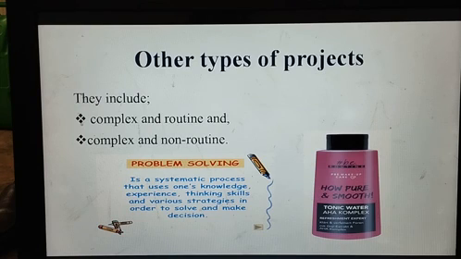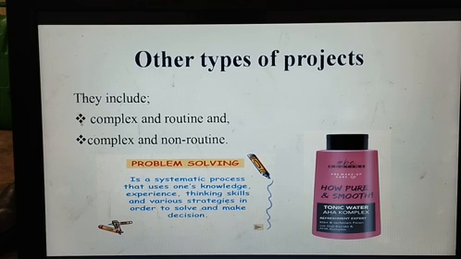So in conclusion, from the routine problems we get two types of projects: the simple and routine projects, and also the complex and routine projects. And also from the non-routine problems we get two types of projects: the simple and non-routine projects, and the complex and non-routine projects. But we keep it in mind, in our lower secondary curriculum we are focusing on two types of projects: the simple and routine, simple and non-routine.